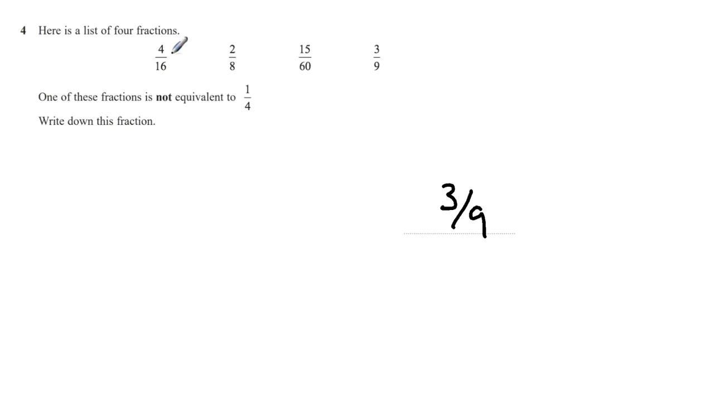So for example, if I divide the numerator by 4 and divide the denominator by 4, it produces 1 over 4. Second one, divide the numerator by 2, divide the denominator by 2, which is 1 over 4. Third fraction, divide the numerator by 15, which is 1, and divide the denominator by 15, which is 4. So the only fraction which is not equivalent to 1 over 4 is 3 over 9.